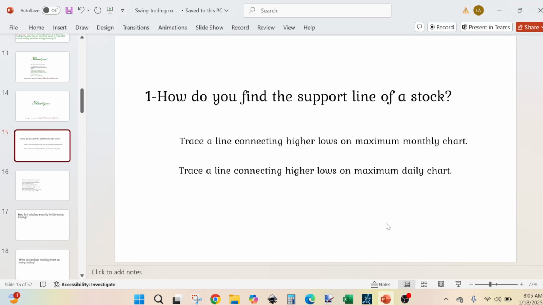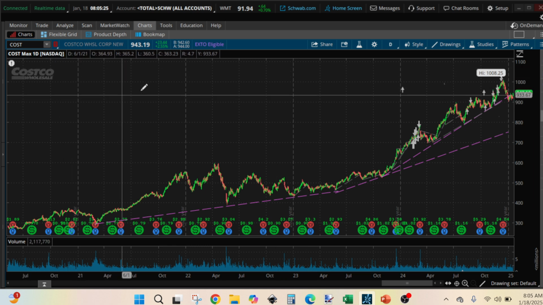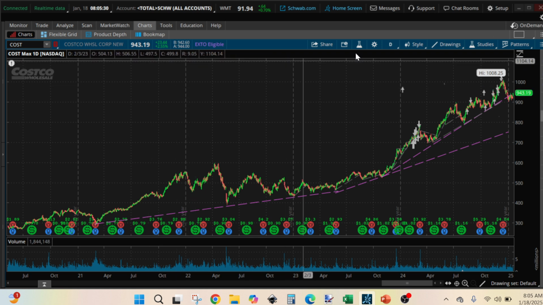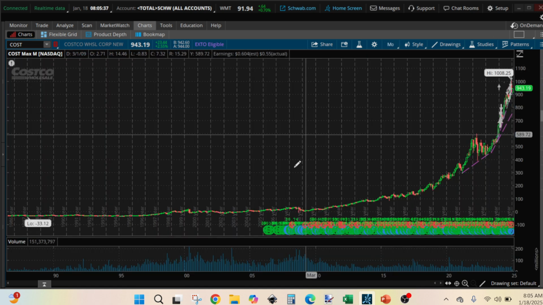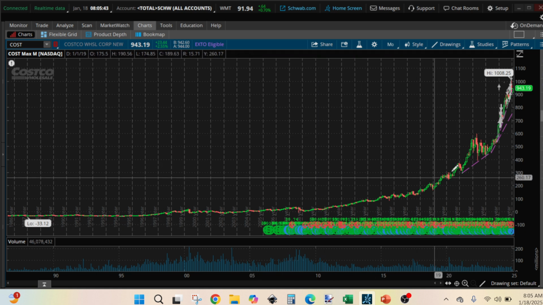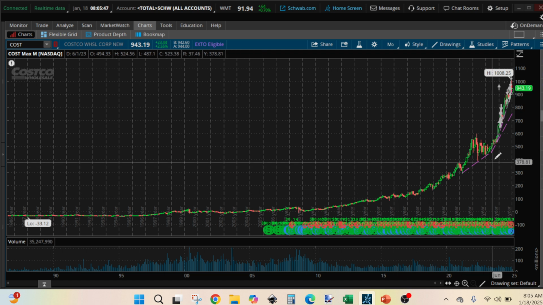Hello, how do you find the support line of a stock? I have Think or Swim open here, and we have a stock, Costco. To trace a support line for this stock, it's good to go to the maximum monthly chart. A maximum monthly chart will allow you to see multiple years of the stock chart on your screen.